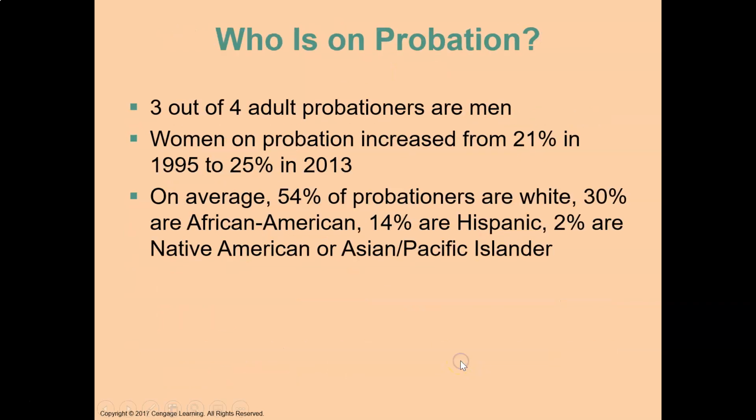Okay. Moving on. Who's on probation? 3 out of 4 people on probation are men. Women on probation have increased from 21% in 1995 to 25% in 2013. And there's a beautiful chart in your book on page 37. It has a bunch of statistics. On average, 54% of probationers are white, 30% African American, 14% Hispanic, 2% Native American, Asian, or Pacific Islander. Is this going to be different for where we live? It probably is. This is nationwide.